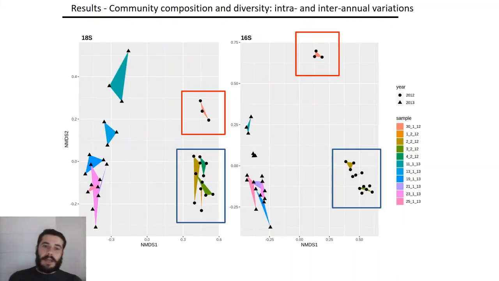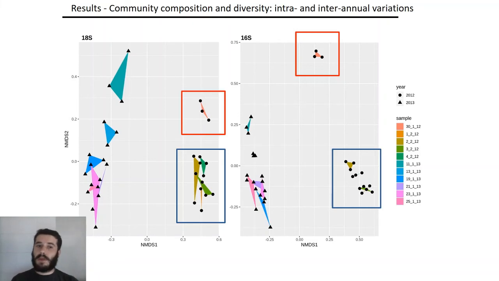The ordination method shows the clear distinction between the two years, represented by the triangles for 2013 and by the circles for 2012. At the same time, it showed a particular condition for both years. For 2012, for example, the first day of sampling, meaning the first filter sampled for the time range investigated, was completely separated from the others, as shown by the red square and blue rectangles.